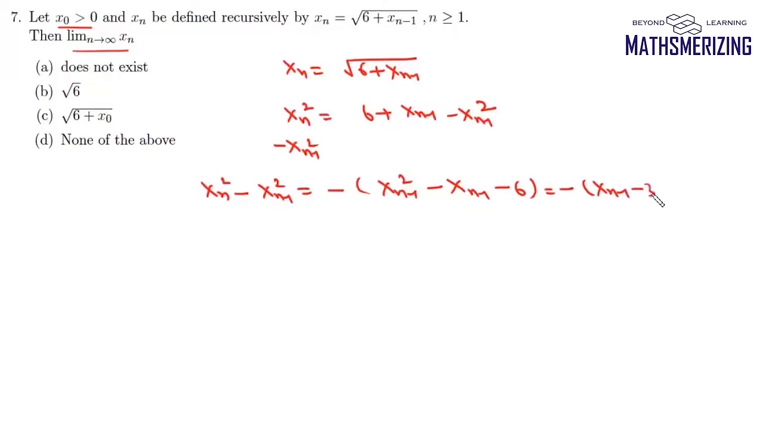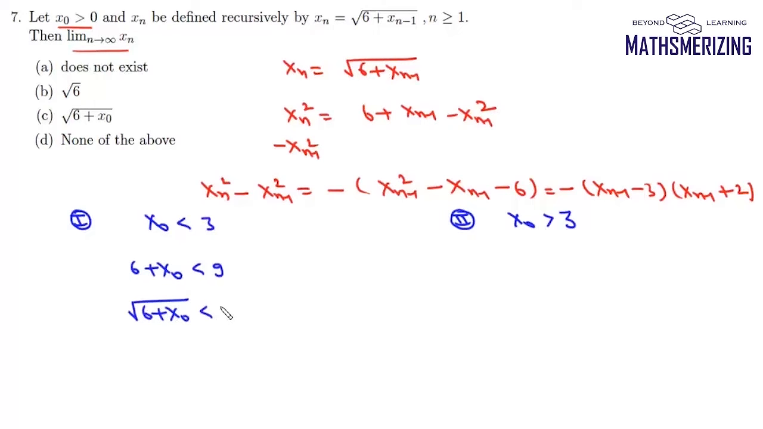Now here critical points are 3 and minus 2, and since x0 is greater than 0, we'll take two cases. Case 1, if x0 is less than 3, and case 2 if x0 is greater than 3. Now if x0 is less than 3, then if we add 6, we'll write 6 plus x0 will be less than 9, that is under root of 6 plus x0 will be less than 3.